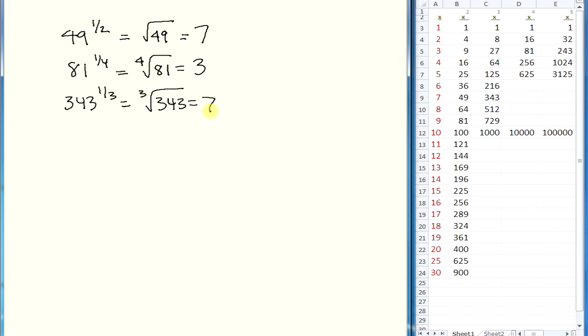Now, if I chose to do negative numbers, for instance, if I decided to do what is the cube root of negative 343, I would get negative 7, because remember, negative 7 times negative 7 times negative 7 would work out to be negative 343.